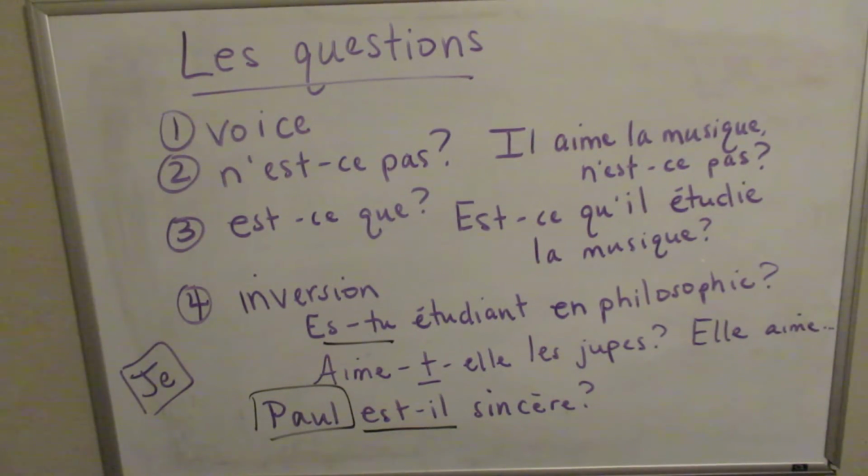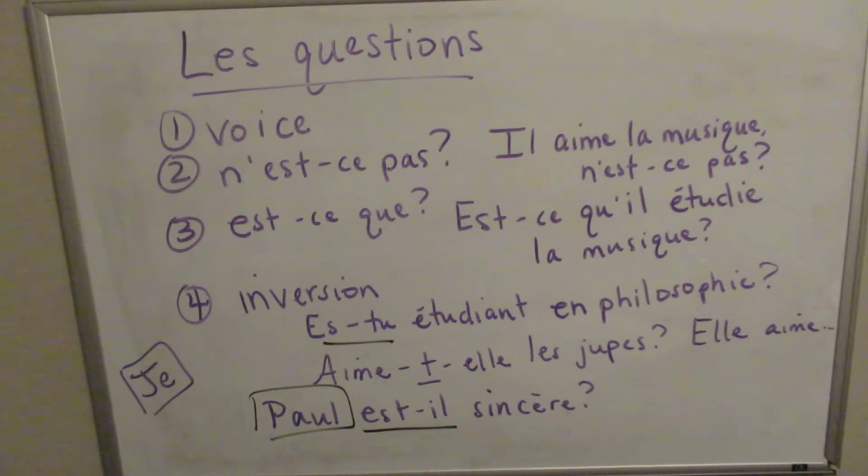Again, I'm using my n'est-ce pas at the end. I'm still asking a question. But I'm using tu es. Same thing with est-ce que. Est-ce que tu es étudiant en philosophie? So I'm keeping that subject-verb. But if I want to not use my voice, not use n'est-ce pas, and not use est-ce que, I can invert or change the word order of my subject and my verb, and that will make it a question.